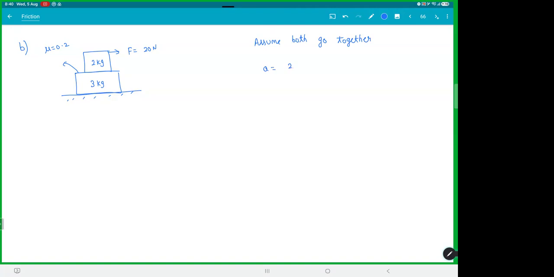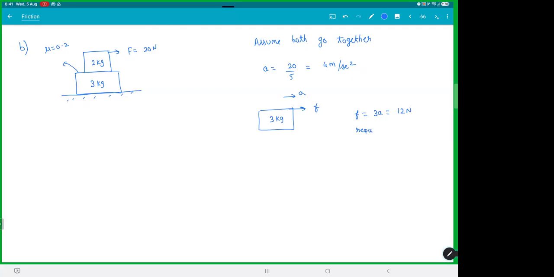Same story. Assume both are going together. Then acceleration will be 20/5, 4 meter per second square. Choose any one block. I'll choose the 3 kg block. You can choose any one actually. The friction on the 3 kg block will be forward. So always write it as F. Don't write F max. So we get F is equal to 3a, which is 12 newtons.